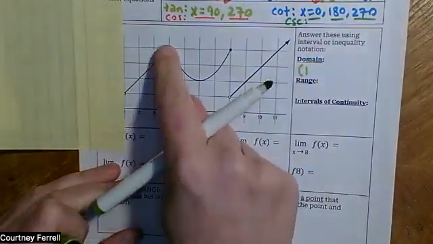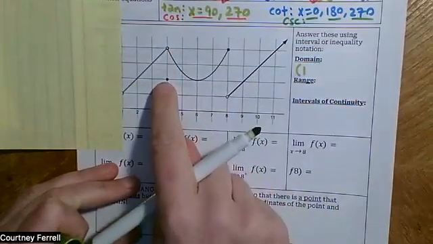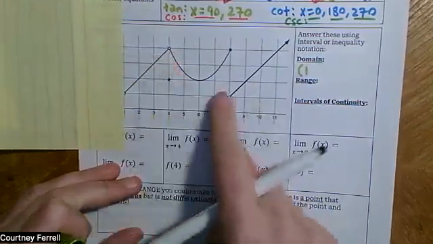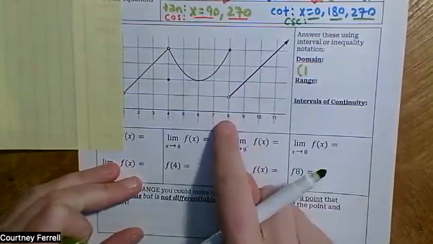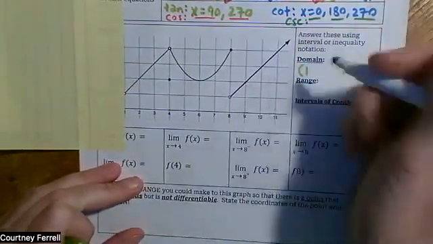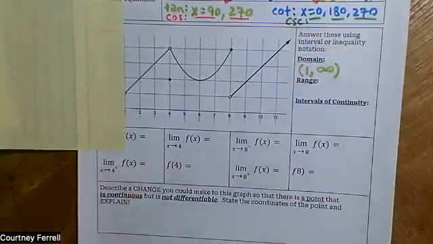And then it kept going, kept going. This is domain. The part of the domain gets filled in here. So 4 is still part of the domain. Then here we jump to 8. So 8 is still part of the domain. And it goes all the way to infinity because of the arrow.